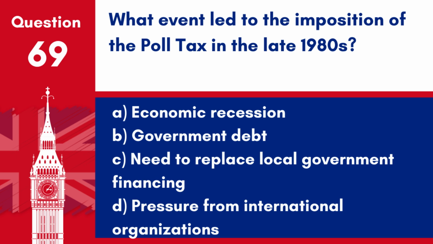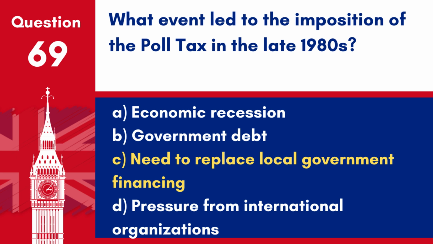Question 69. What event led to the imposition of the poll tax in the late 1980s? A. Economic recession. B. Government debt. C. Need to replace local government financing. D. Pressure from international organizations. Answer C. Need to replace local government financing.